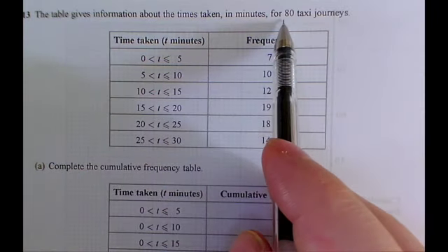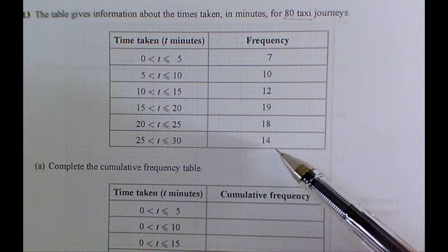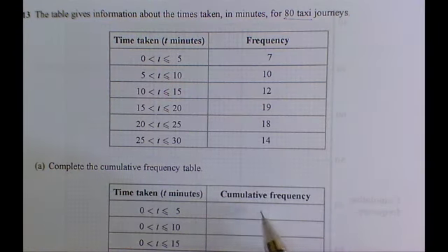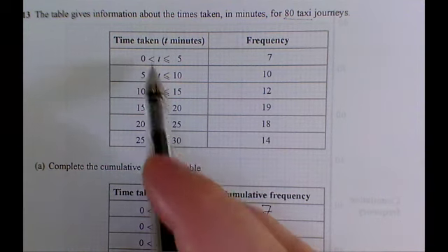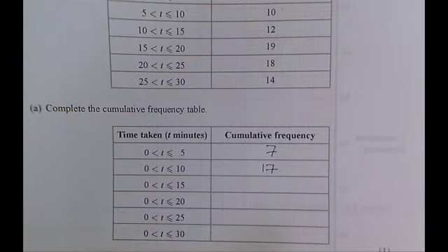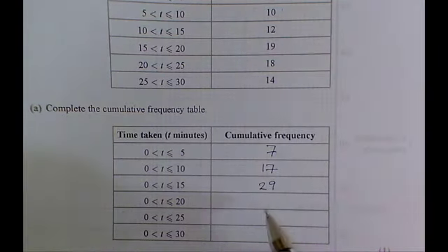You see it's asking us to add up. These are all taxi journeys. This is the number of taxi journeys, in fact. And you can see that 7 journeys took between 0 and 5 minutes. So between 0 and 5 minutes it's 7. Between 0 and 10, that's 7 and 10, so that's 17, isn't it? It's like a running total, the cumulative frequency. Between 0 and 15 it's going to be 17 plus the last one, which was 12.